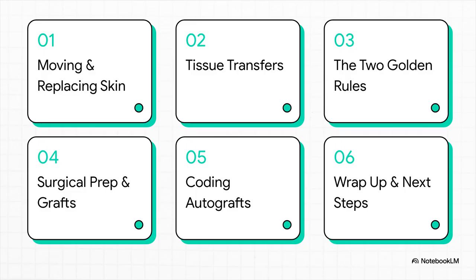1. Moving and replacing skin. 2. Tissue transfer explained. 3. The 2 golden rules. 4. Surgical prep and grafts. 5. Coding patient autographs. And 6. Wrap-up and next steps. Let's get right into it.